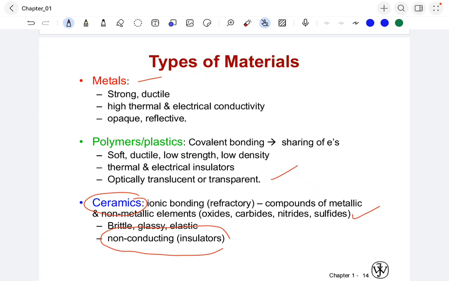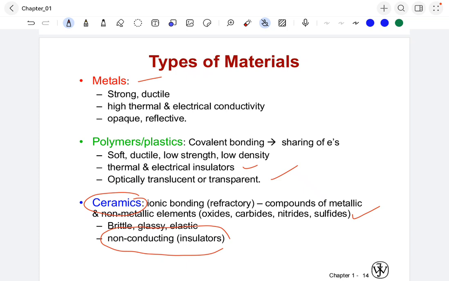Whereas the polymers and plastics have covalent bonding, which shares electrons. They are also soft, ductile, with low strength and low density. They are thermal and electrical insulators, and optically translucent and transparent.